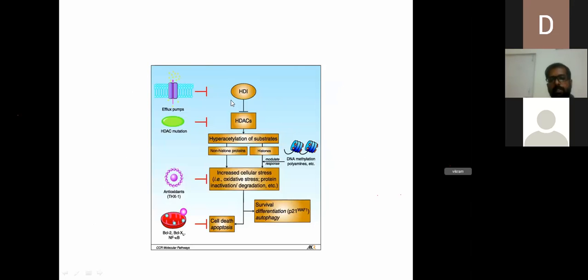This is the activity you see here. This is HDAC, histone deacetylase. What happens is hyperacetylation of substrates occurs. So histones modulate DNA methylation or acetylation or any other process that occurs. They increase the cellular stress, and either cell death occurs or survival and differentiation occurs. So if you want to stop this process, you can use histone deacetylase inhibitors.